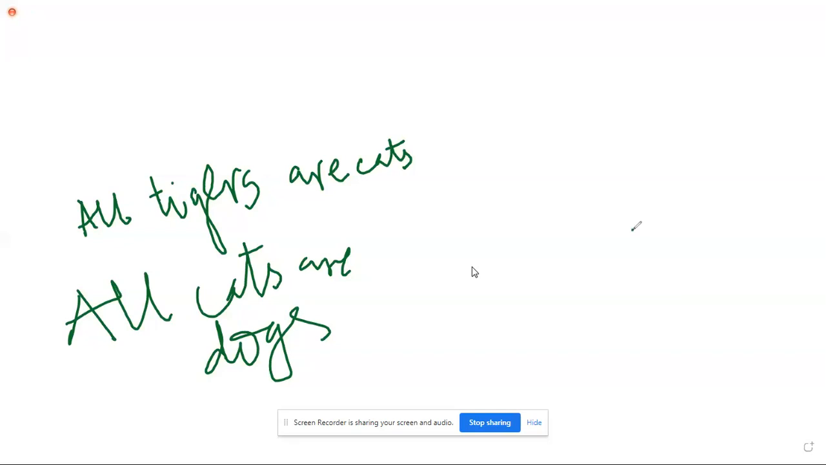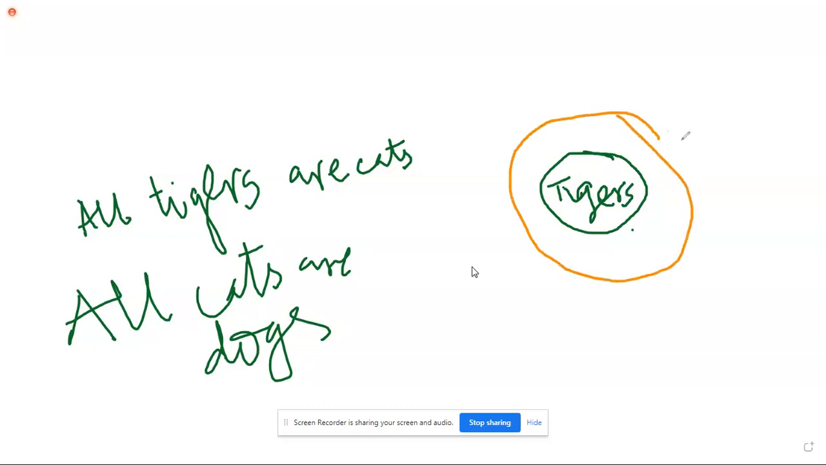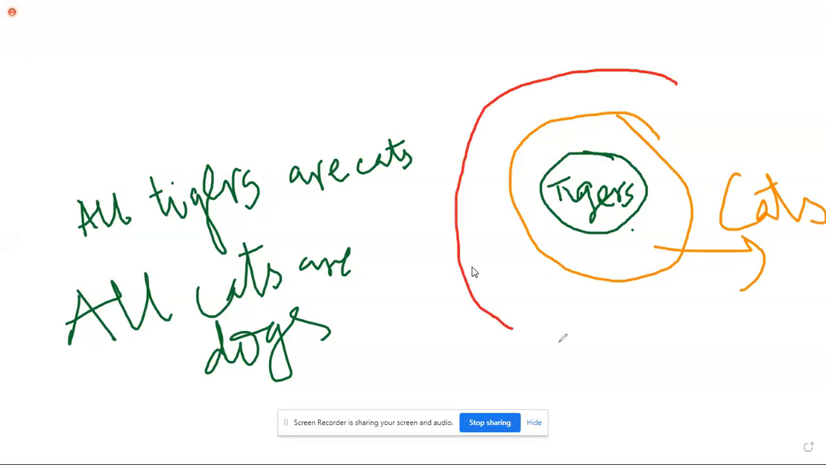Now, all tigers are cats. So what I do is, all of them are cats. These are my tigers. And they happen to be cats. So, these are cats. And then all cats are dogs. All of them. These are dogs. Now, what does this mean?